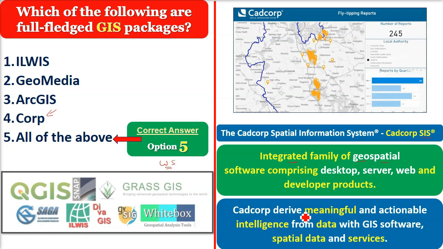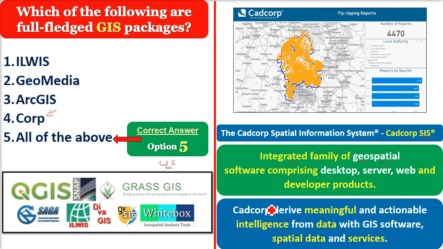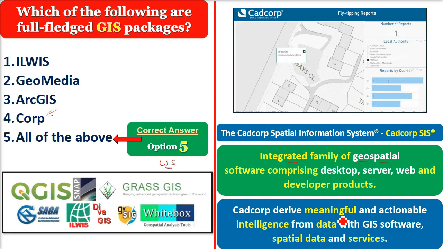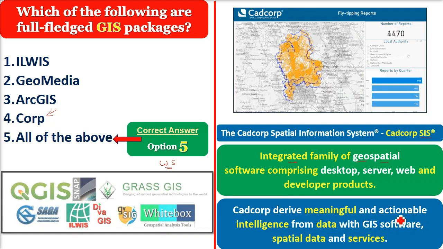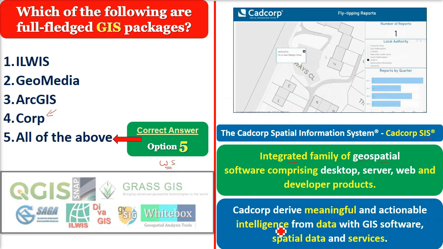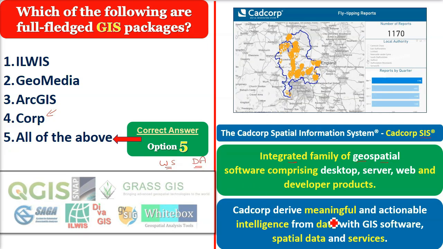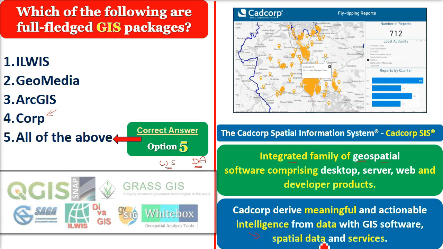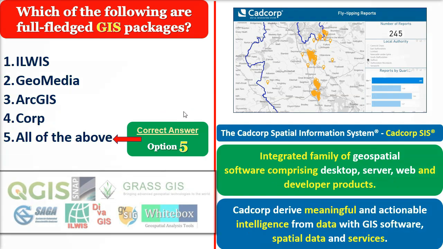So the CAD CORP helps the organization derive meaningful and actionable intelligence from the data with GIS software, spatial data and services. The whole idea is that you have data, and if you are able to derive meaningful content or information from it, then the software works. So this CORP gives you that meaningful and actionable intelligence from the data. It works with spatial data, services and GIS software, of course.